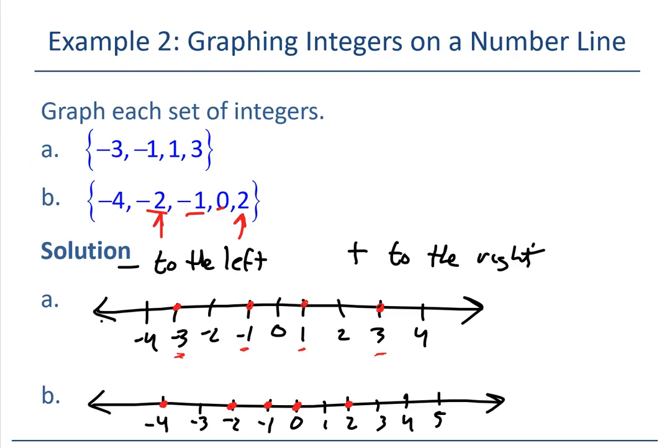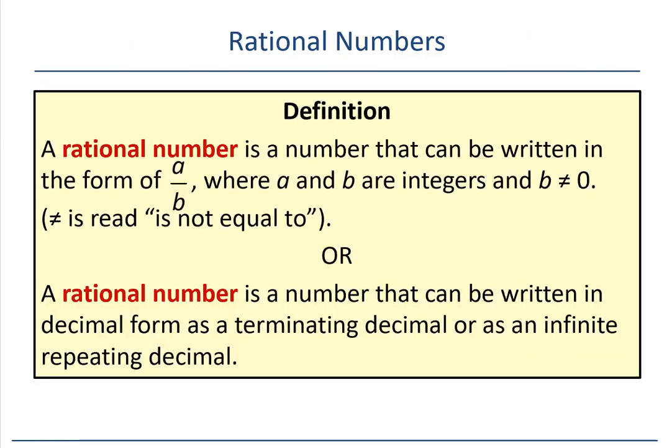Next one. All right, rational numbers. A rational number is a number that can be written in the form A over B, where A and B are integers, and B cannot equal 0. And that little equal sign with a line going through it means not equal to. Or a rational number is a number that can be written in decimal form as a terminating decimal.